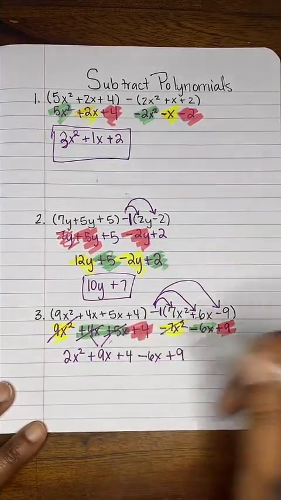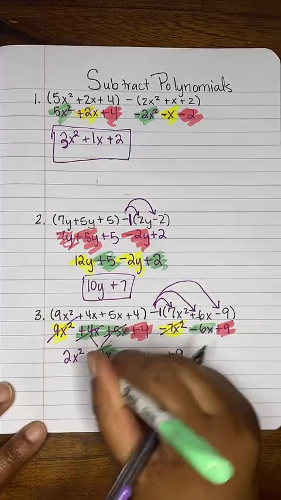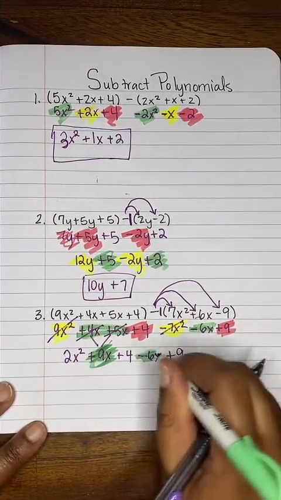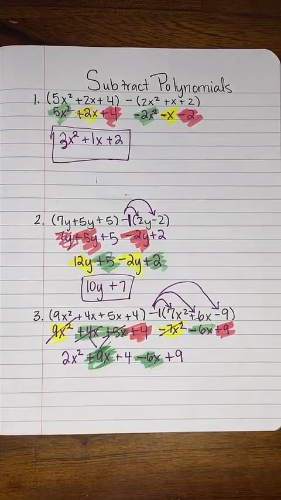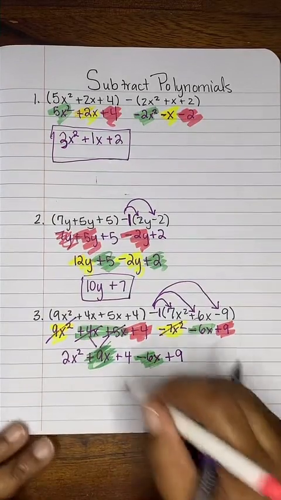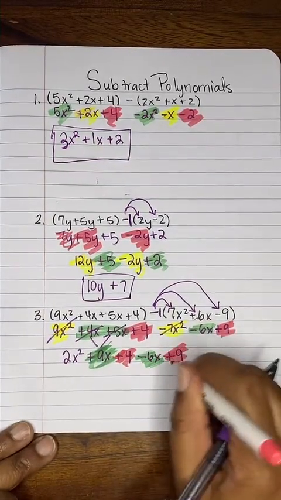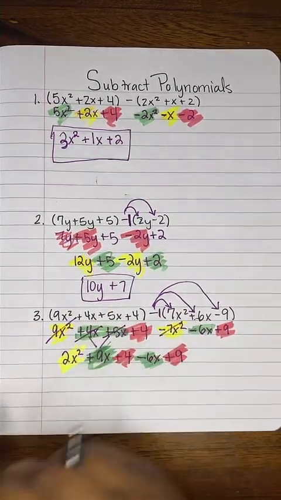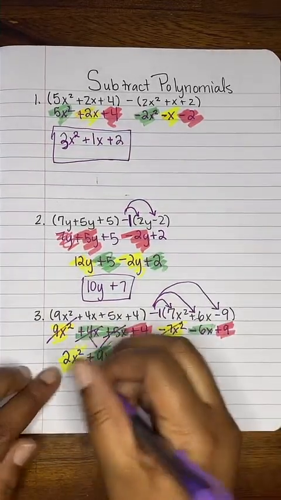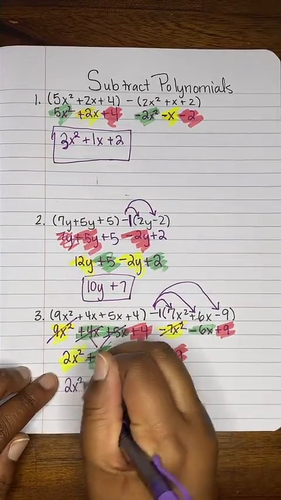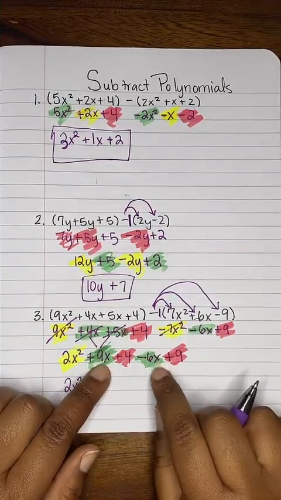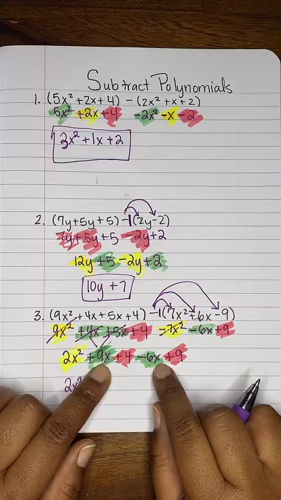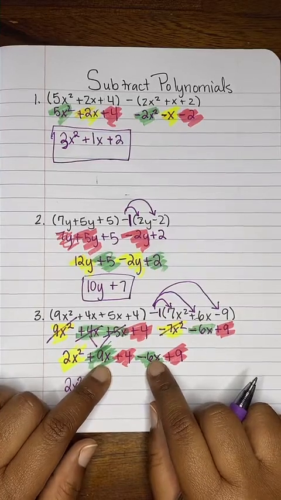All right, so let's check it out. So we have this 9x and this negative 6x. And then we have the 4 plus 4 and the plus 9. And remember, we had this guy in yellow, okay? So we only have one yellow, so we're going to drop it down. 2x squared. And then 9x minus 6x, you guys. What's 9 minus 6?